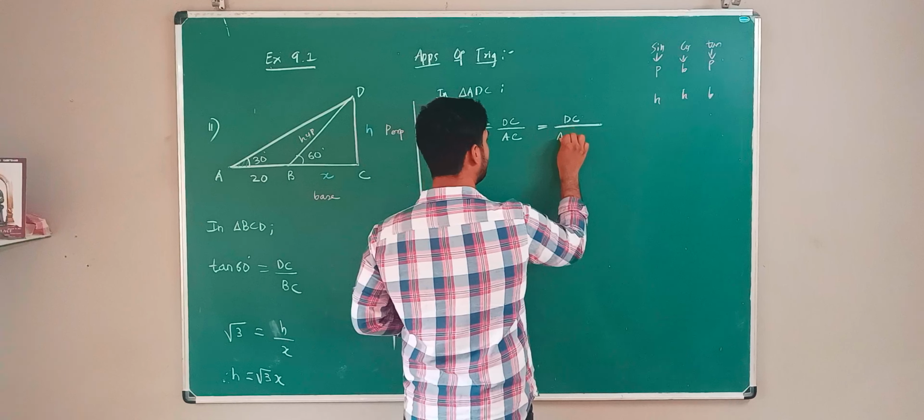Height H is equal to how much? Root 3 X. Root 3 into X is how much? 10 root 3 meters is the height. X is equal to 10 meter. This type of sums we have done before and next similar sums are there. Okay, right. Any doubts? Okay, next sum.